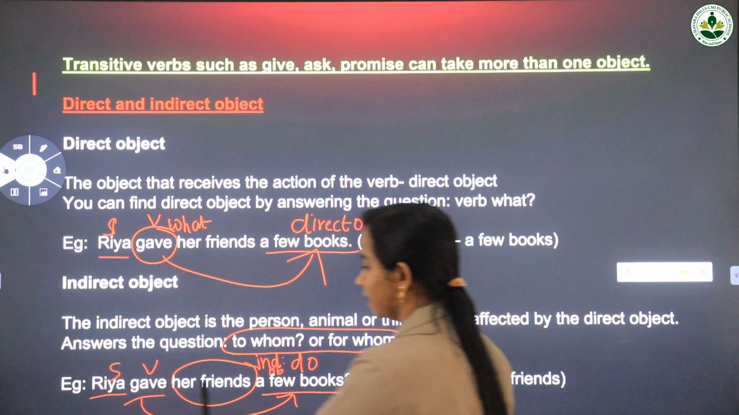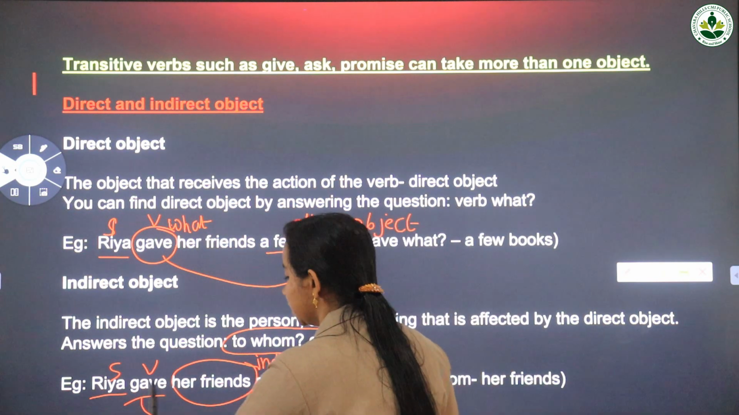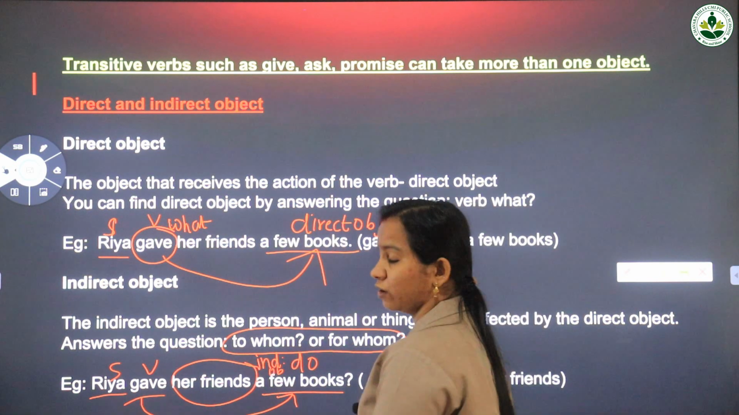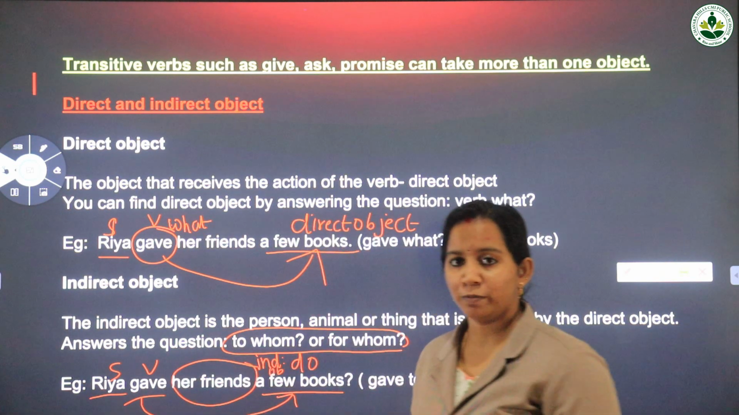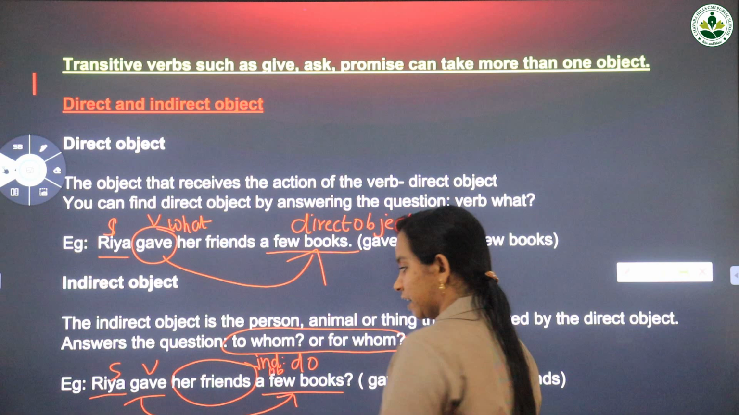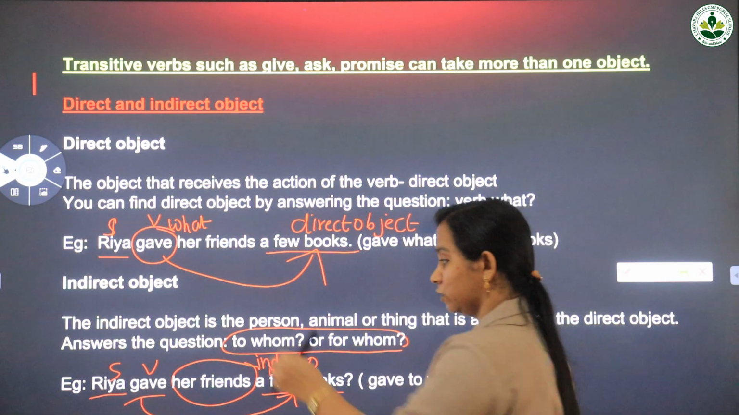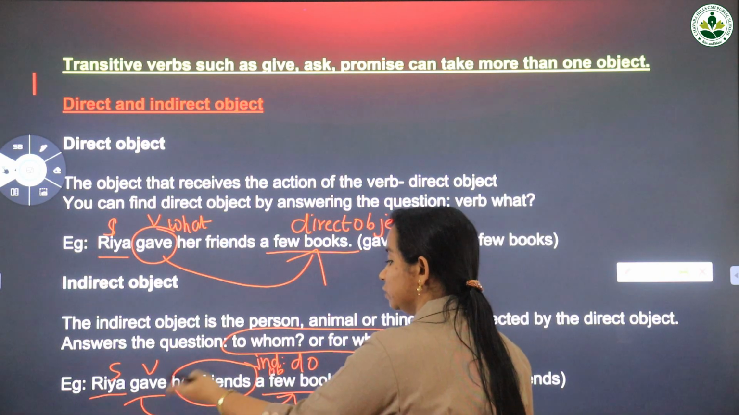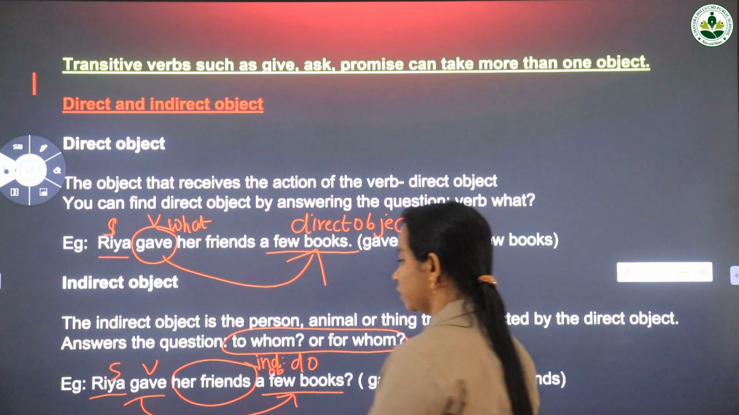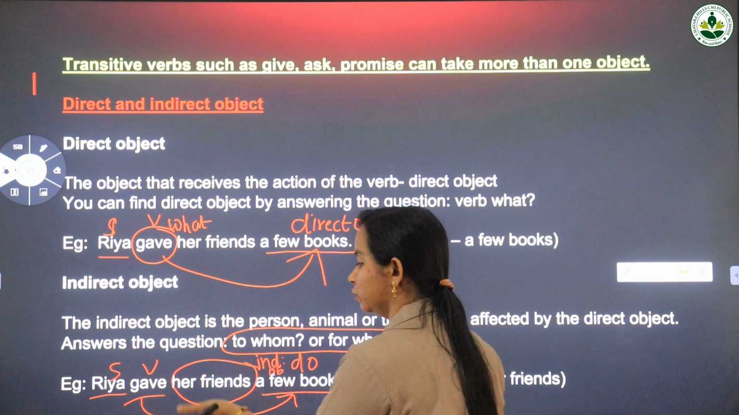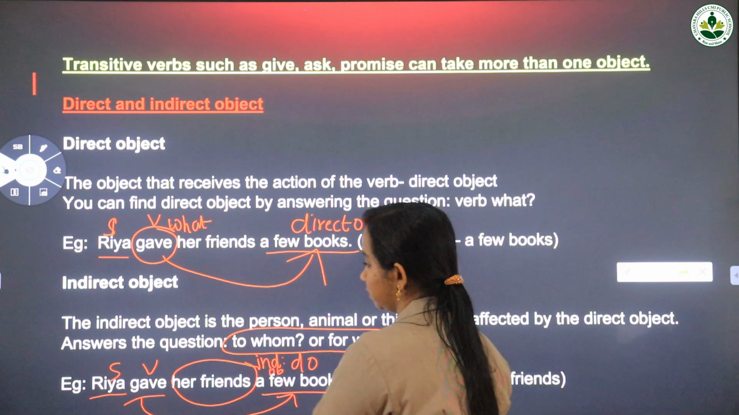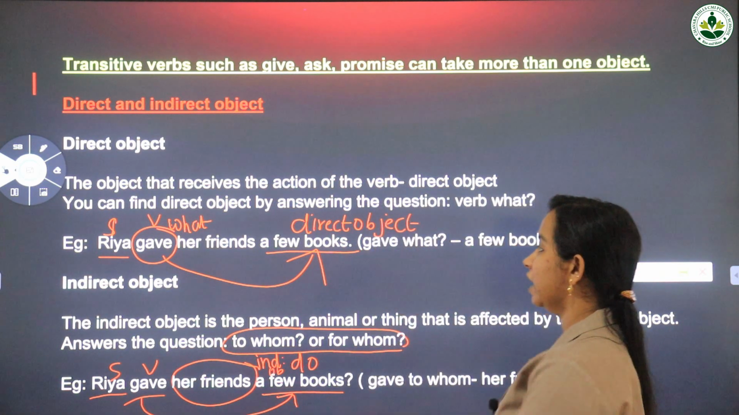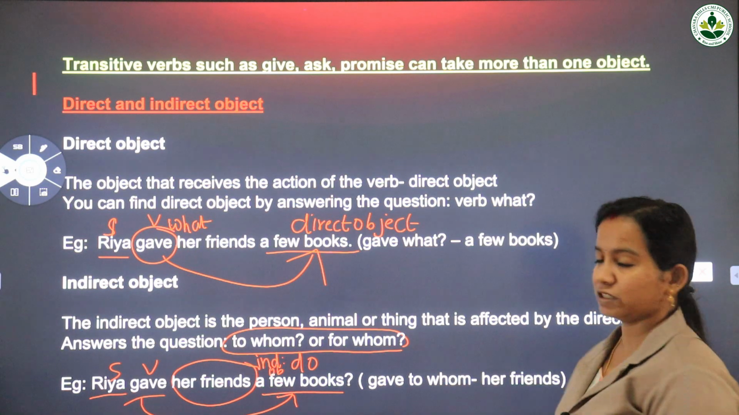So you ask the verb to whom or for whom, you will get the answer as the indirect object. Just once again I will explain. First identify the subject, verb and direct object. Identifying the direct object is very easy. You ask what to the verb, you will get the answer as the direct object, and then you ask to whom or for whom to the verb. Gave to whom? Gave few books to whom? Her friends. So we got the answer as the indirect object. So this is the tip for identifying the direct object and indirect object in a sentence.